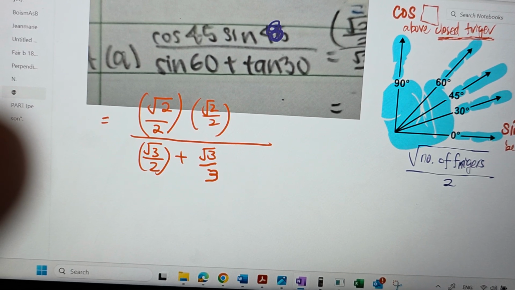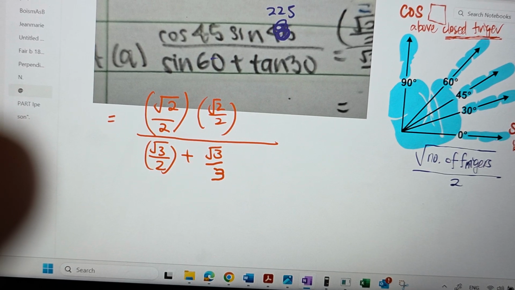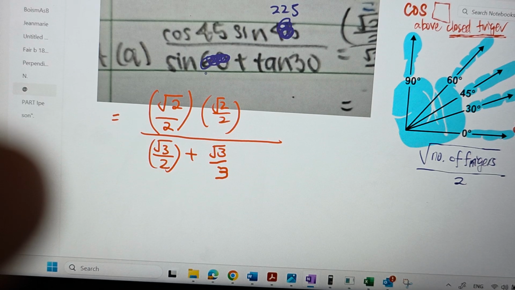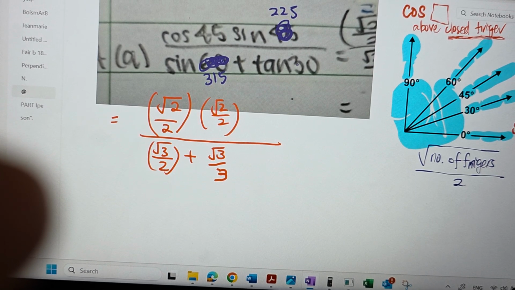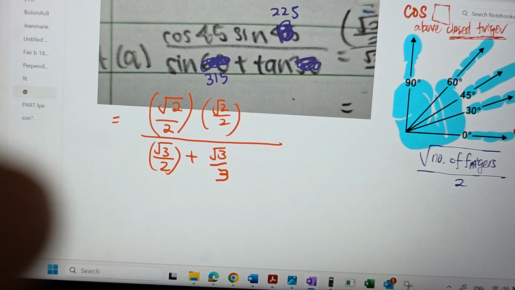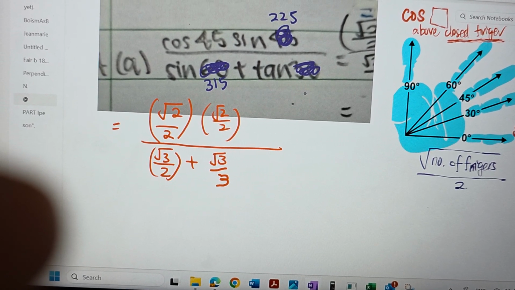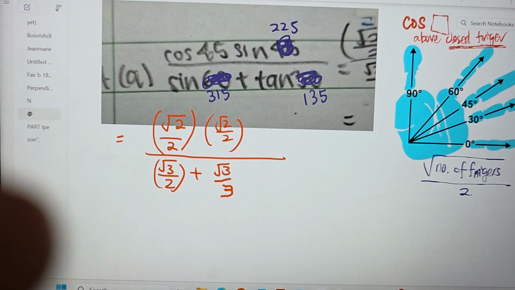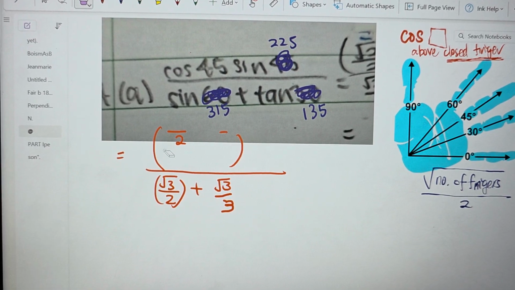Okay, now if we extend the question and make it, let's say, this one we change it to 225. This one we change to 315. This one we change to, what can we change to? 135. Yeah, then how to do this particular question?